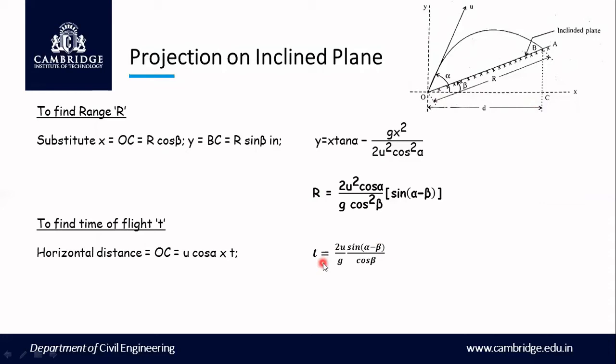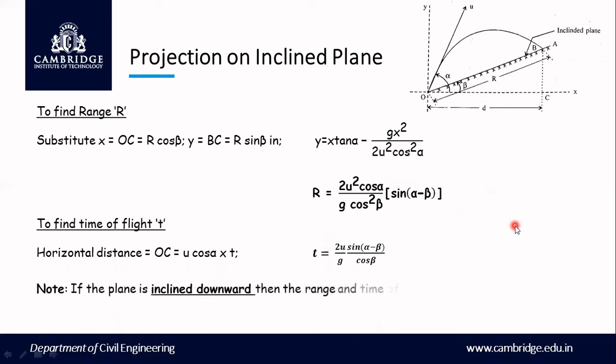You will get it as time of flight t is equal to 2u by g into sine of alpha minus beta divided by cos beta. You need to remember this also. Remember this equation for R as well as time of flight t. Okay. Then it's a note, what I said in the previous slide.